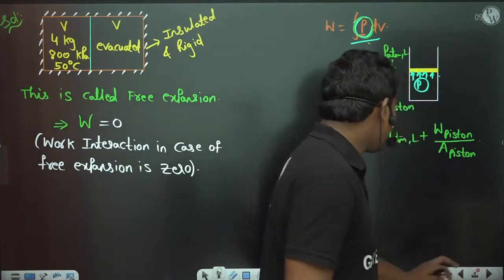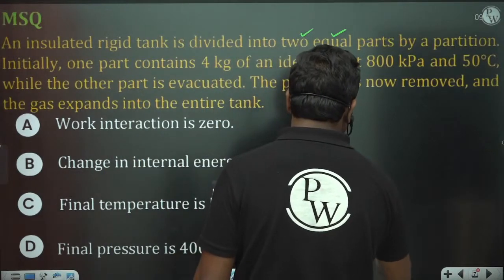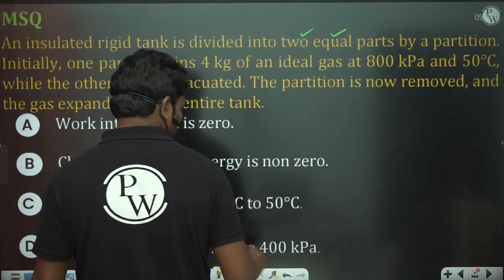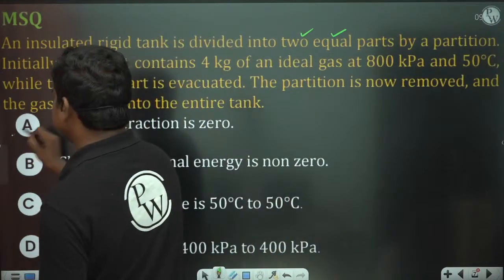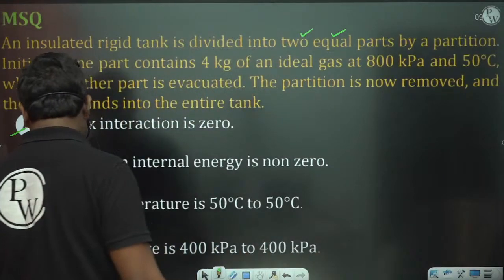So if you check out the options, first option: work interaction is 0. Yes, this is a free expansion process, so definitely this is the correct option. Work interaction in this case is 0. Next, change in internal energy is non-zero. So first of all, let us see.